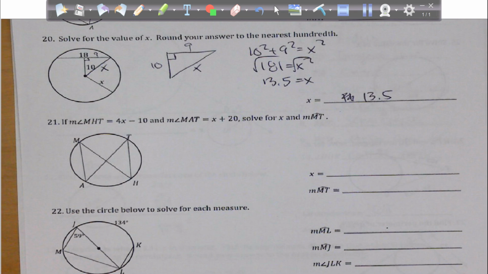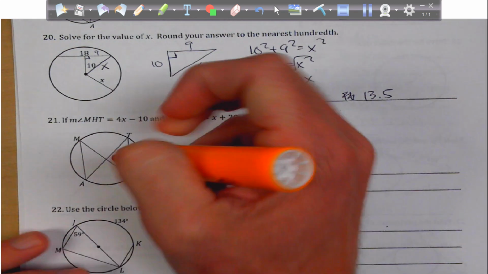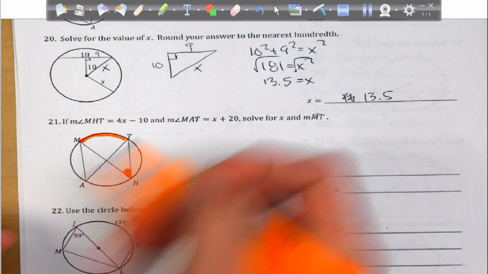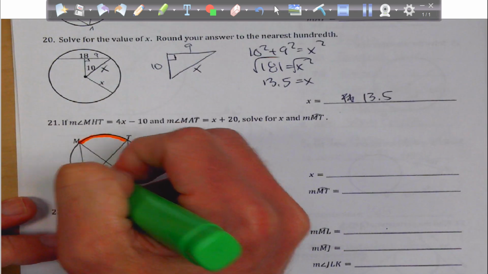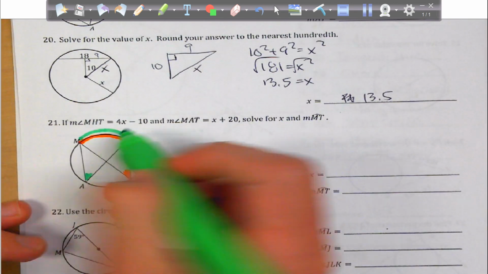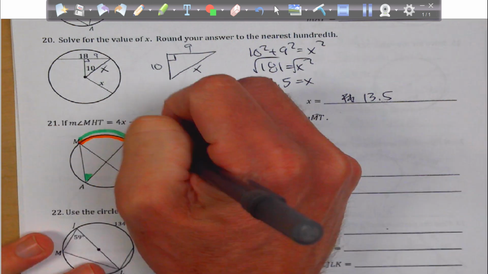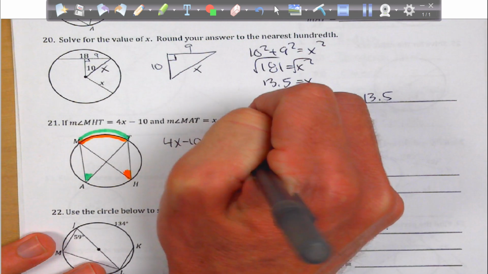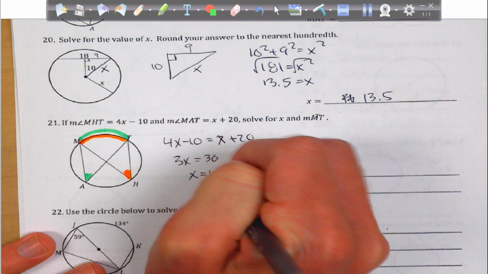Okay, next. Here we have MHT. So MHT is this arc right here, our angle here, and it opens up to this arc. And then we have MAT, which is this inscribed angle here, and it opens up to this arc. Since they open up to the same arc, those two angles are going to be congruent, so we set them equal to each other. 4x minus 10 equals x plus 20. Subtract the x, we get 3x. Add the 10, we get 30. X is equal to 10.